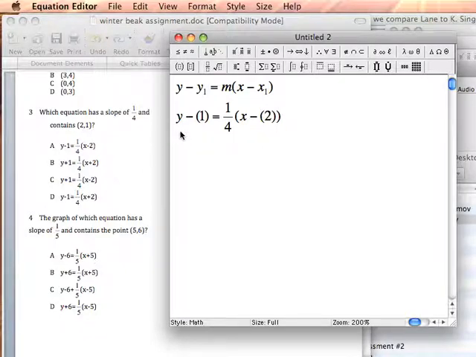Okay, and y minus 1 is just y minus 1. And the 1/4 is going to stay the same. And x minus 2 is just x minus 2. So which one has y minus 1 equals 1/4 times x minus 2? That's the letter A. And it's really as straightforward as that, just some substitution. I hope this helps.